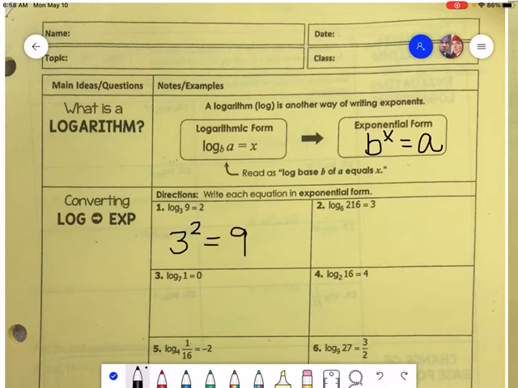So like with number 1, this is 3, because that's our base, to the second equals 9. Now let me ask you a question. Is 3 squared 9? Yeah. So that works, right?